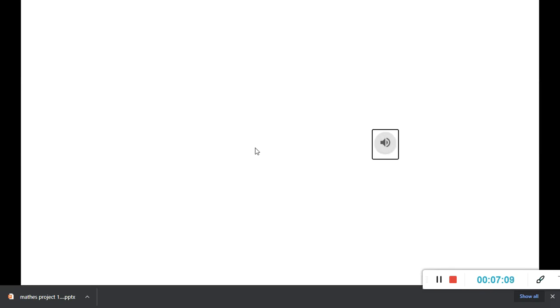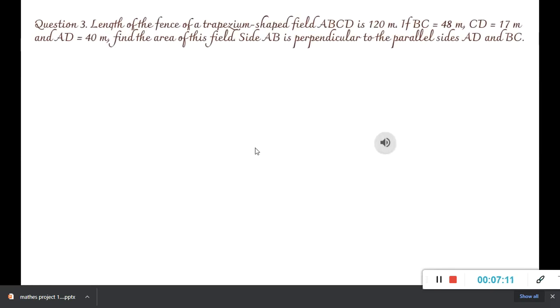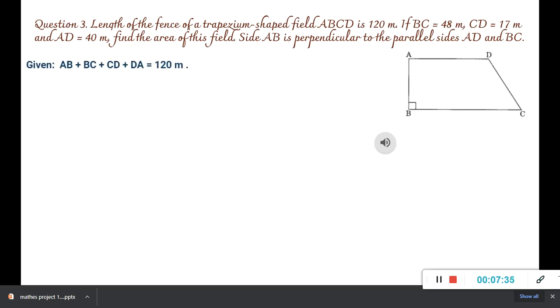Now third question. The length of the fence of a trapezium shaped field ABCD is 120 meter. If BC is equal to 48 meter, CD is equal to 17 meter and AD is equal to 40 meter, find the area of this field. Side AB is perpendicular to the parallel sides AD and BC. Here it is given AB is perpendicular to the parallel sides, that means our height.